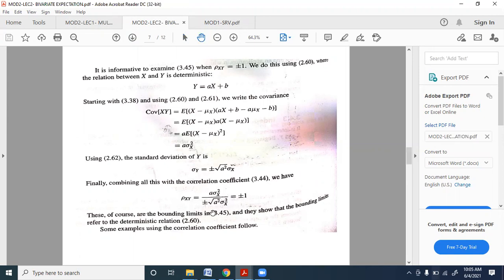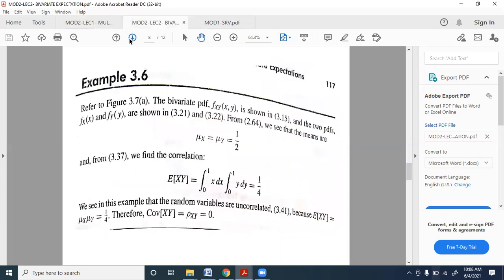So what does that give? This will give us that the correlation coefficient is equal to plus or minus 1 if we consider that there is a deterministic relationship between x and y. If there is a deterministic relationship between x and y, then the correlation coefficient will be plus or minus 1. Now let us take some of the examples concerned with that.